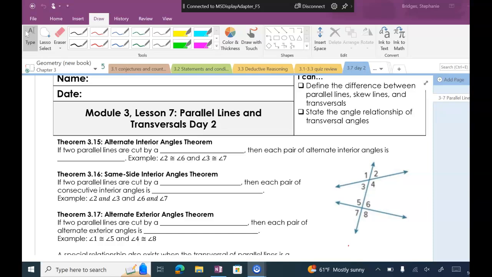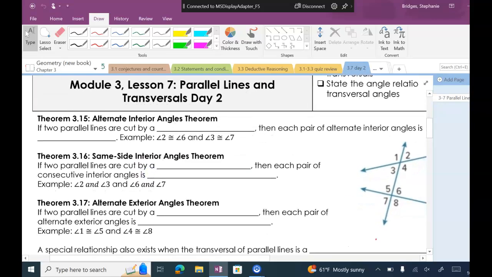All right, so today we are still talking about all of those angle pairs that we learned yesterday, but we are going to talk about what happens when my lines become parallel. So the first theorem that we are going to talk about is the alternate interior angles theorem. And that theorem says if two parallel lines are cut by a transversal, the key being those lines have to be parallel, then each pair of alternate interior angles is congruent. So if my lines are parallel, then my alternate interior angles are congruent.